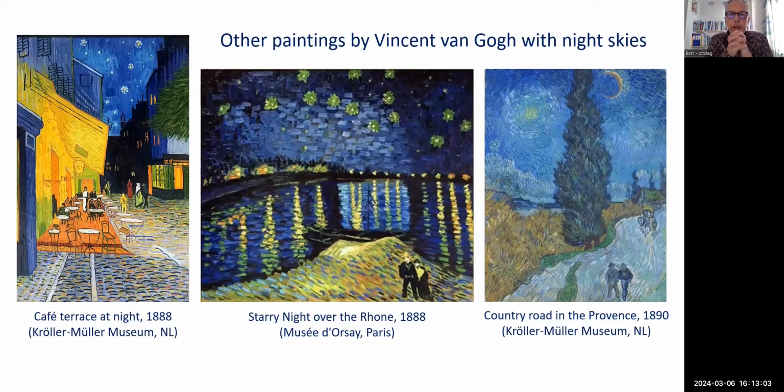Vincent became particularly interested in painting night skies when he moved to the southern part of France around 1888, 87, and where he stayed till 1890. And as you can see in the Café Terrace at Night in Arles, which is now located in the Netherlands, as well as the Starry Night over the River Rhone in 1888 and a Country Road in Provence. These are particular paintings of nights.